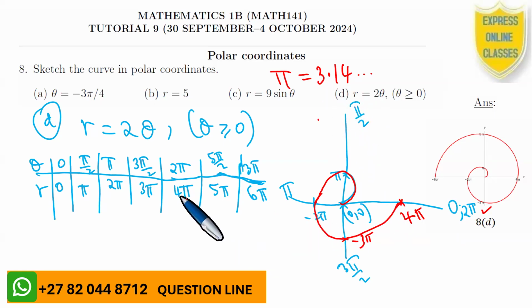So indeed, it is true that it's going to be further away from the origin. 2 pi is a bit further away, but 4 pi is far from the origin. Okay, let us practice more. Then we have 5 pi over 2, which is here. So you go pi over 2, 2 pi over 2, 3 pi over 2, 4 pi over 2, 5 pi over 2. At 5 pi over 2, you have a radius of 5 pi.